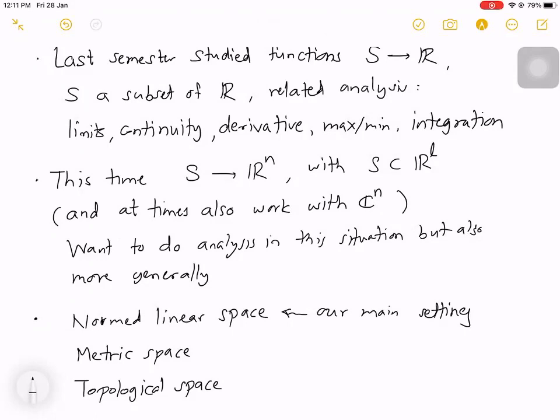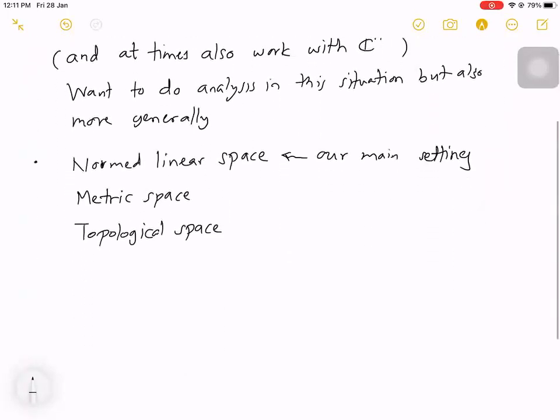So this is going to be a crucial thing. You use this all the time. And in a normed linear space, this is something that we are going to abstract, the triangle inequality. And for that matter, also in a metric space. Okay, so let's get started.